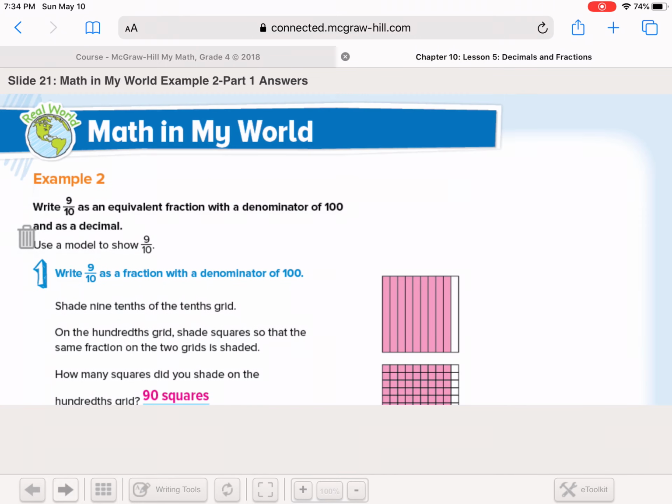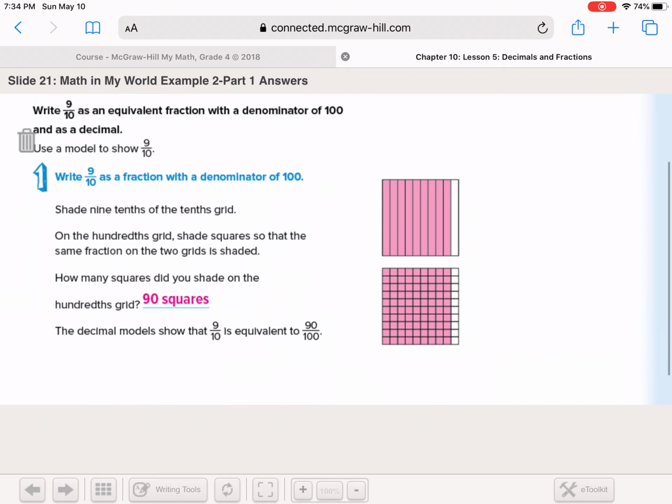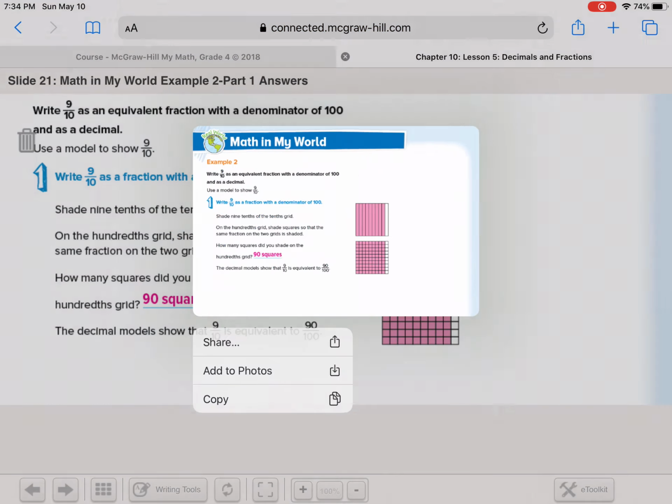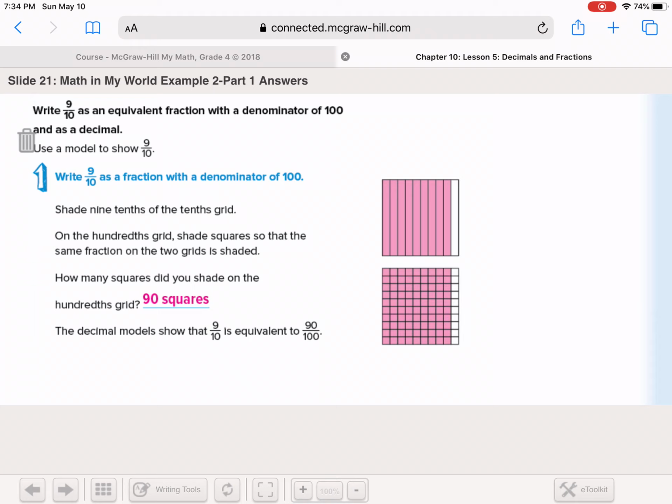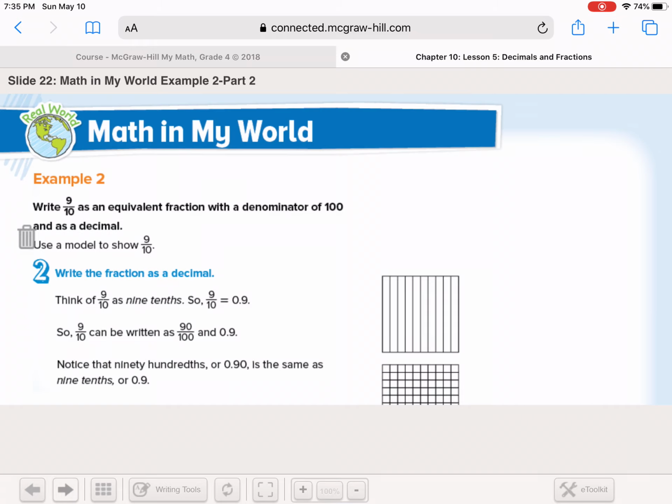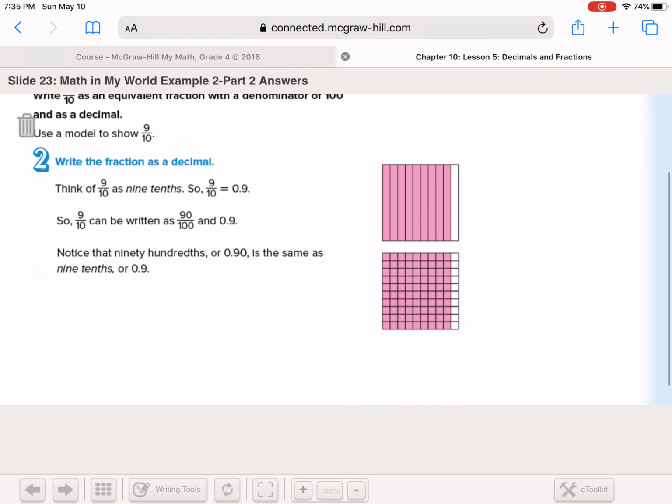I'm just going to skip ahead. It's the same thing. 9/10 is the same as 90/100. 90/100, not 9, 90. 9/100 would be me only shading in 9 of these 100 squares. That's not what I'm doing. I'm shading in 90 to make it equal to your 9 out of 10, your 9/10.